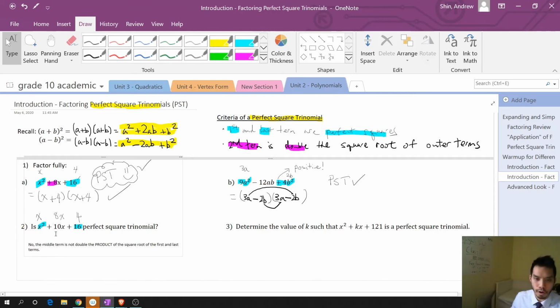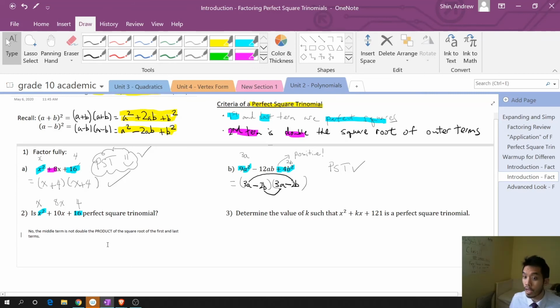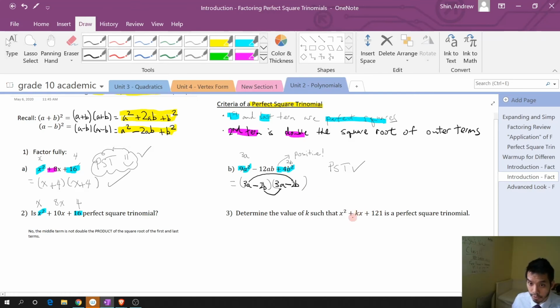Okay, let's do part number 3 here. Determine the value of k such that x squared plus kx plus 121 is a perfect square trinomial. So we get to choose a value for k to make it a perfect square trinomial. Again, look at the definition of a perfect square trinomial. Are the first and last terms perfect squares? Yes. The square root of x squared is x. The square root of 121 is 11.